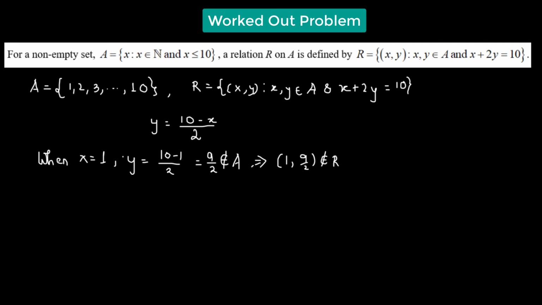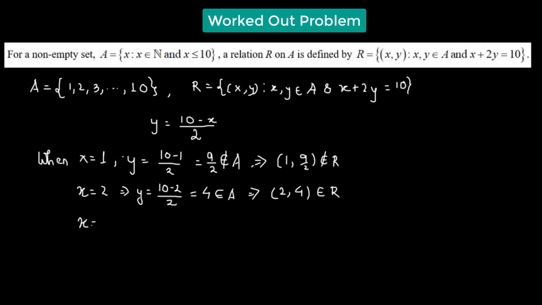So now we pick up the second value, x equals 2, and that gives us y as 10 minus 2, which is 8, divided by 2 gives us 4. Now 4 belongs to our set A. So that means this forms an ordered pair, (2, 4), which belongs to the relation R. Similarly for x equals 4, 6, 8, we'll get the respective ordered pairs, whereas for the values 3, 5, 7, 9 and 10, we're not going to get any ordered pairs defined under the given relation.